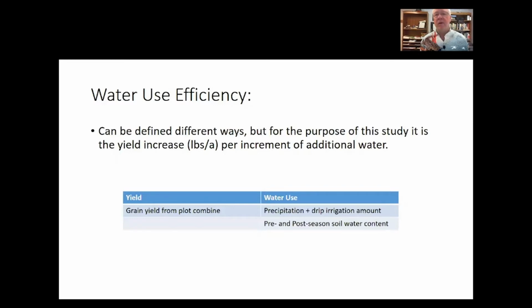And it's going to vary by crop. It's probably also going to vary by the timing of when that water comes. But it's easy to calculate. You just need to get grain yield. We get that from plot harvesting at the end of the season. And then you need to total up the precipitation that occurred during that period.